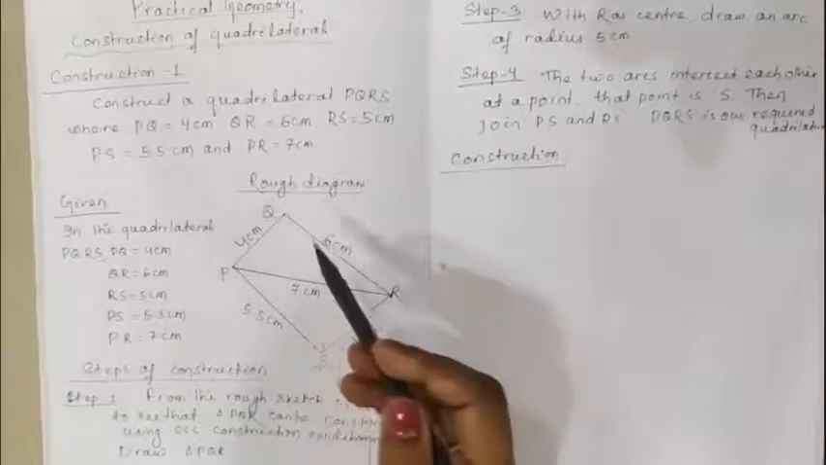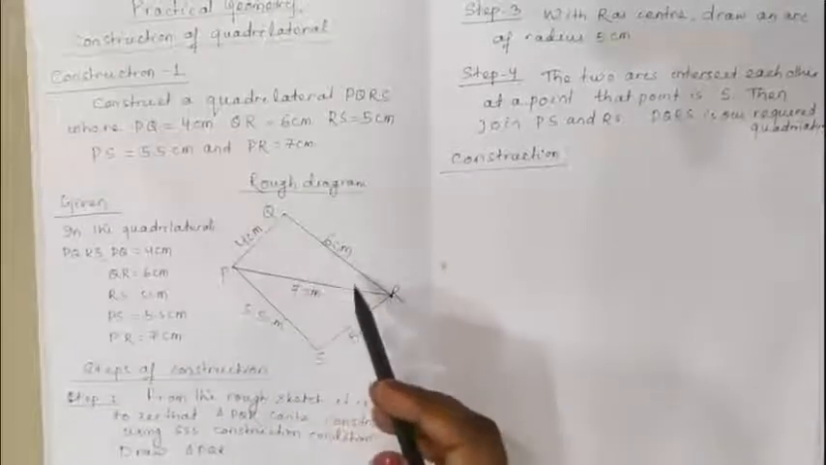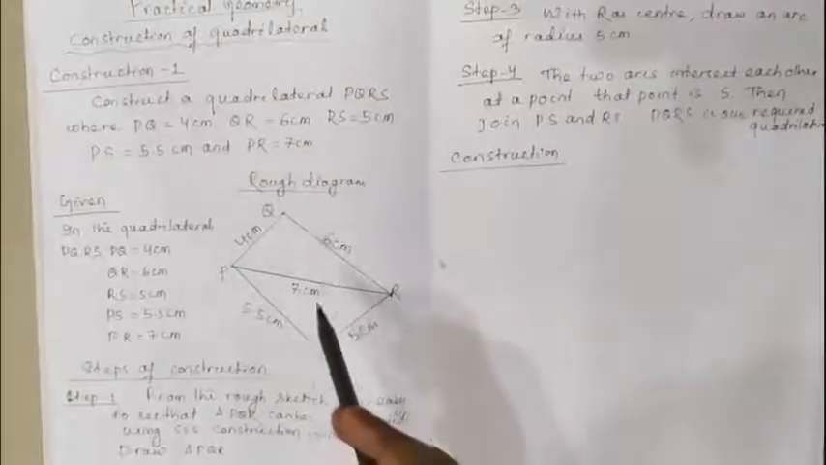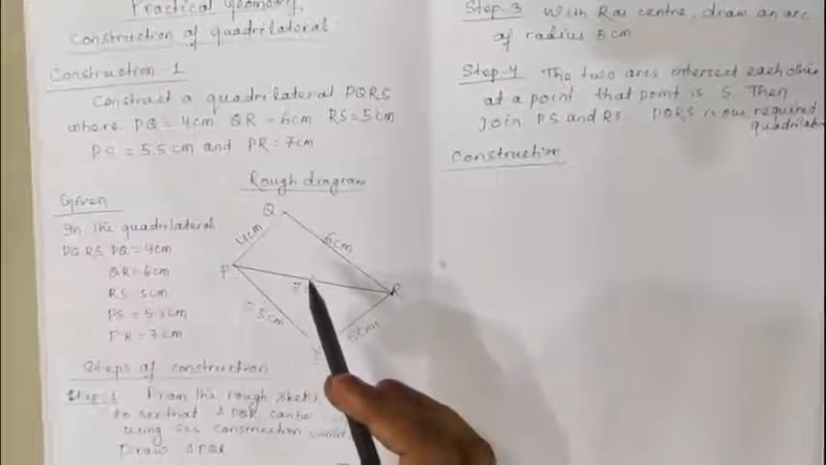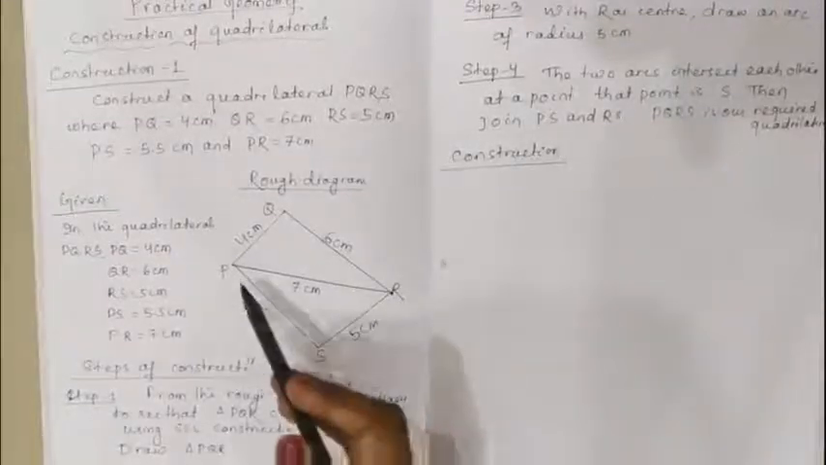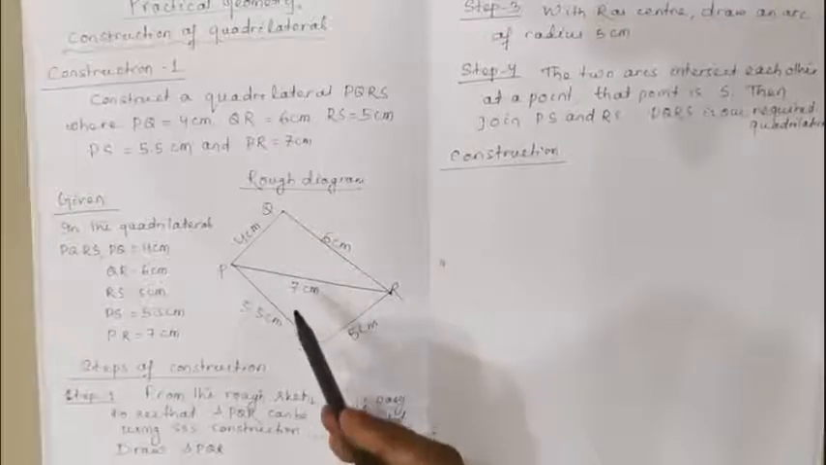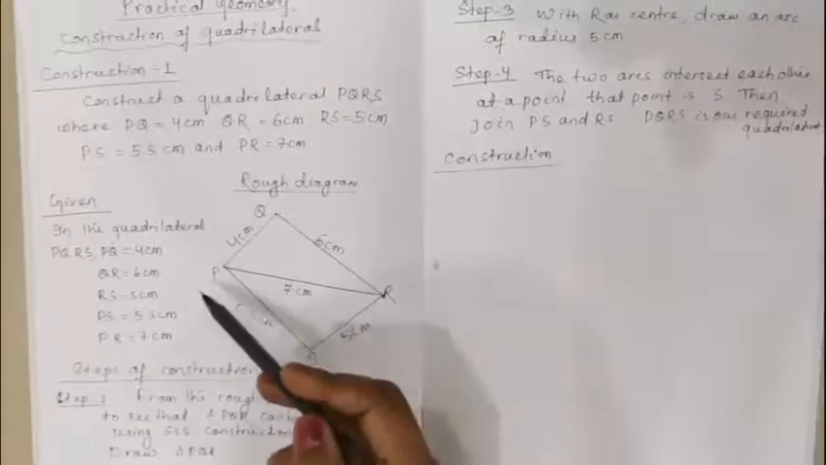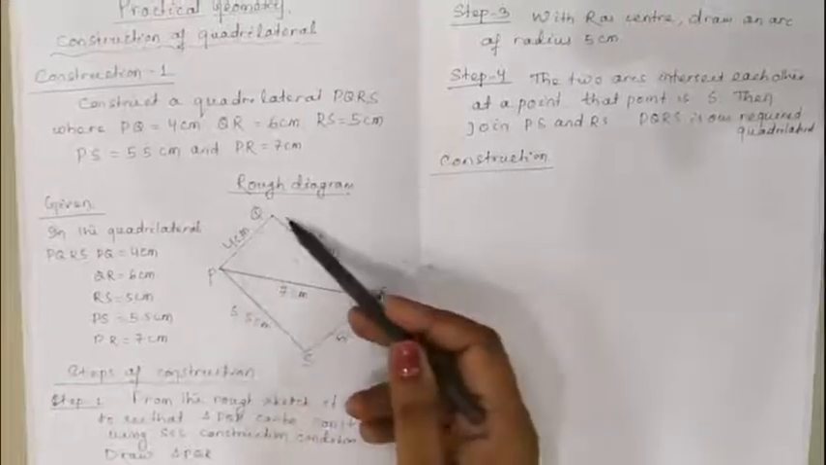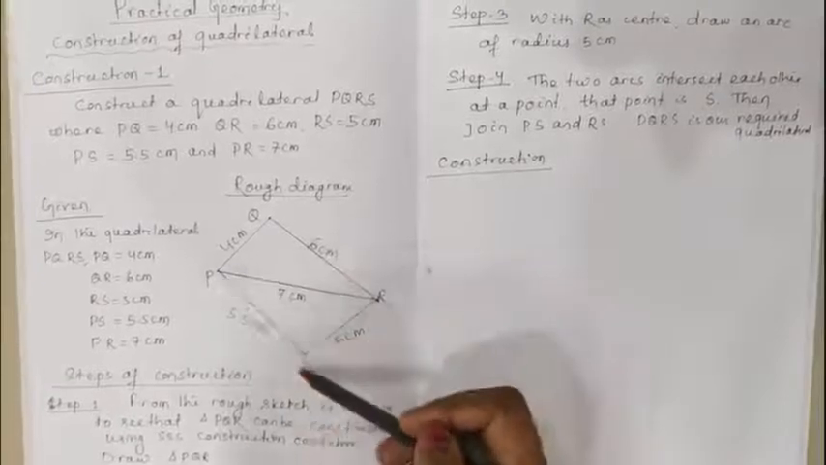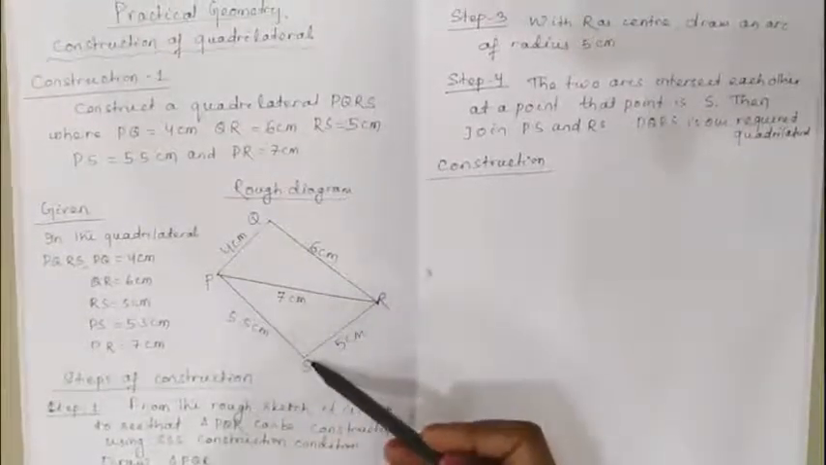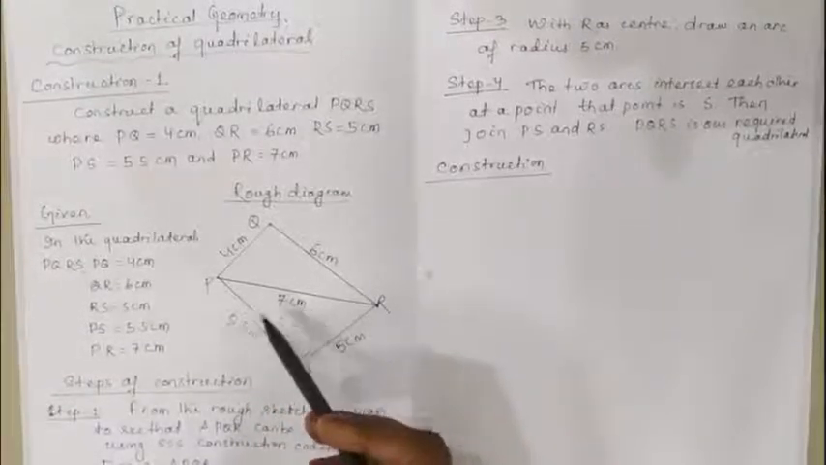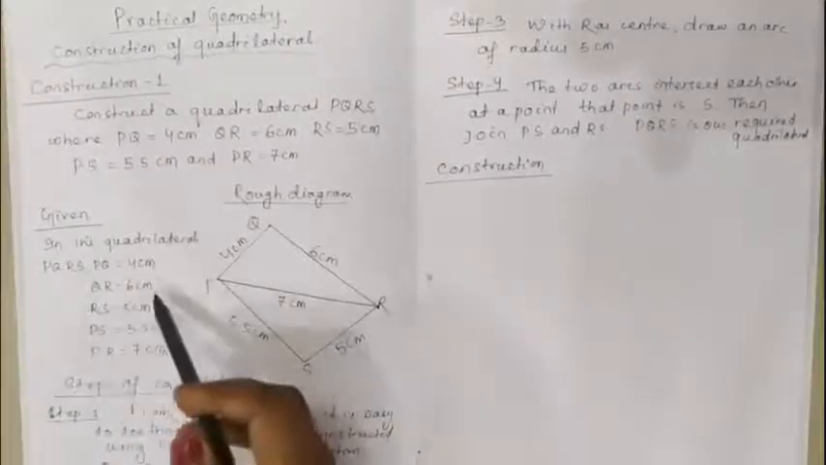The first step is we have to draw a rough sketch by using these given statements. So the rough sketch will help us in visualizing the quadrilateral. We draw first the rough sketch and mark the measurements also. Here PQRS is the quadrilateral where PQ is 4 cm, QR is 6 cm, PS is 5.5 cm, here SR is 5 cm and the diagonal PR is 7 cm. Then we have to write the given part also in this way.